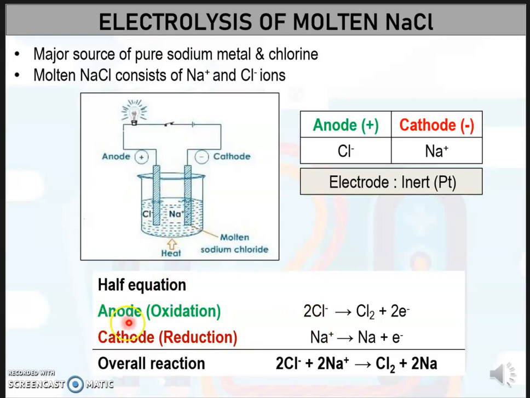At the anode, the positive electrode, the chloride ion will be attracted to it and will be oxidized to chlorine gas. While at the cathode, the negative electrode, the sodium plus ion will be reduced to sodium, the sodium lumps or sodium metal. So this is the overall reaction.